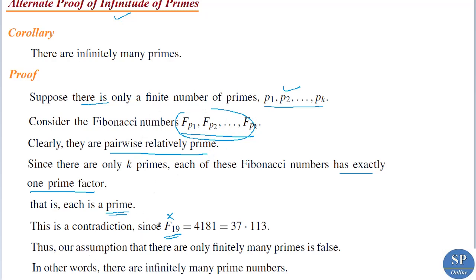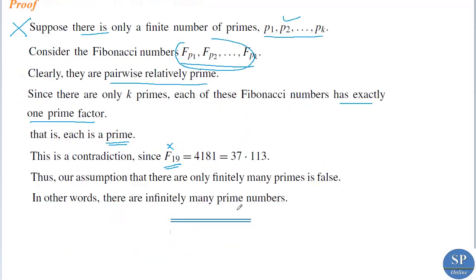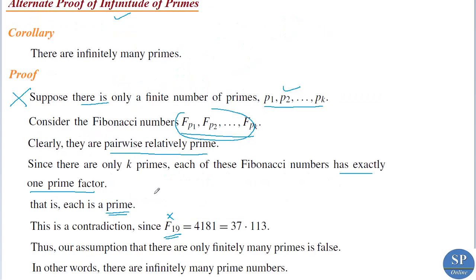So our assumption that there are only finitely many primes is false. Therefore, there are infinitely many primes. So this is an alternate proof for this theorem.